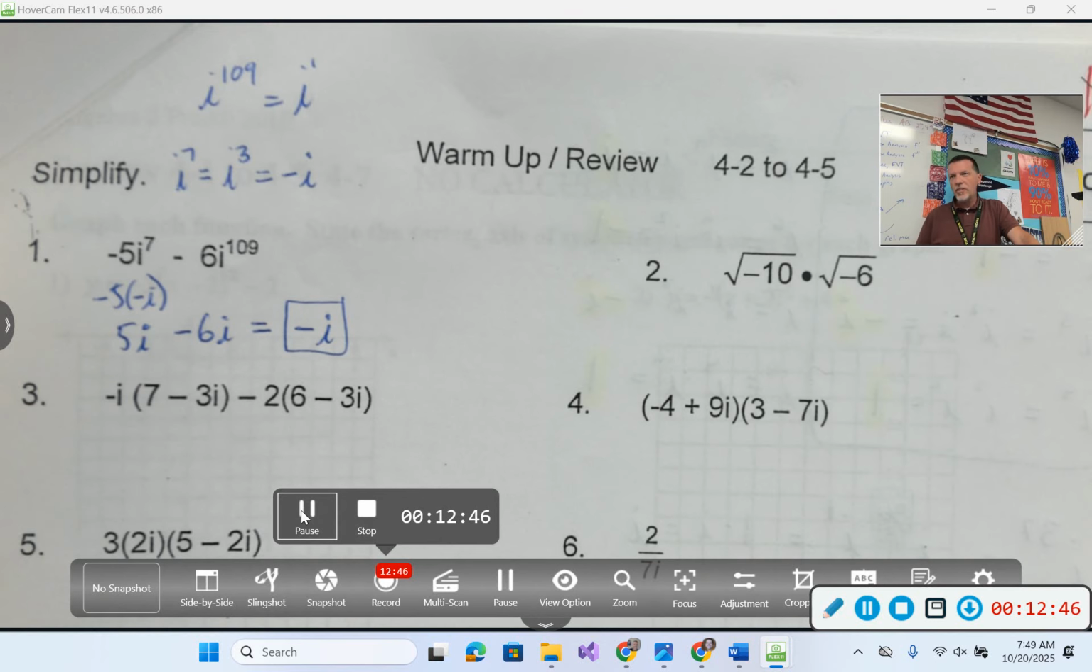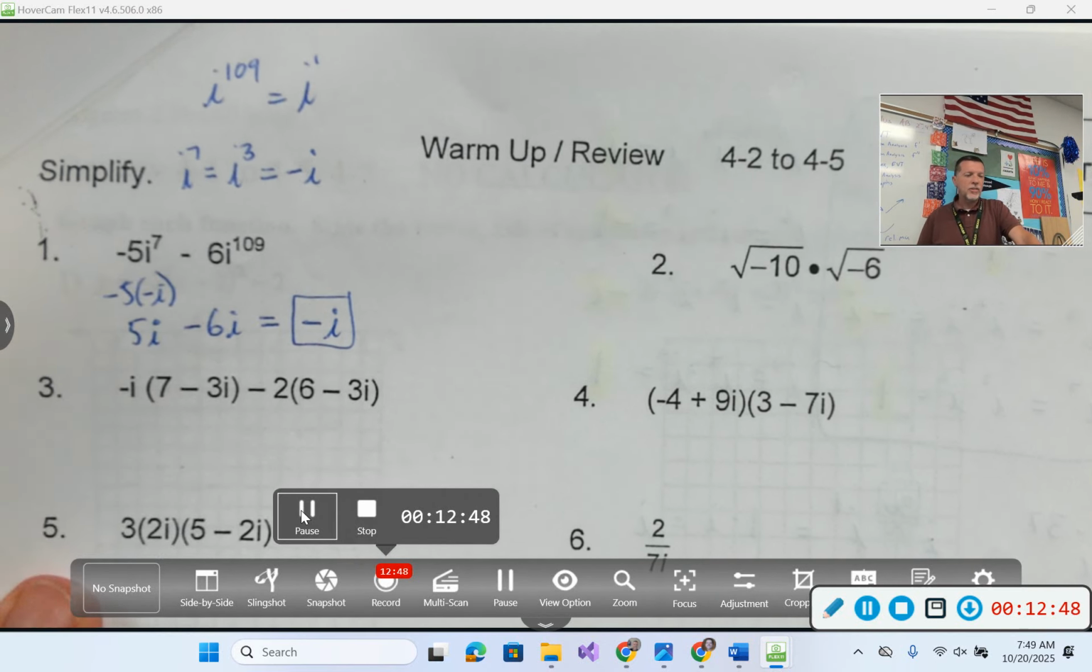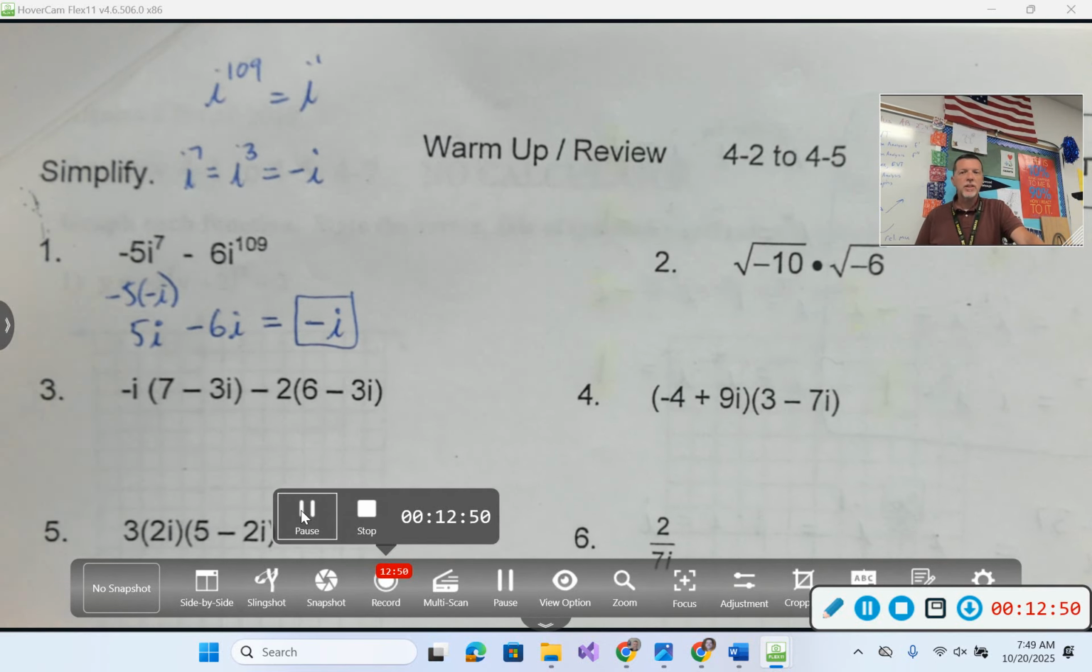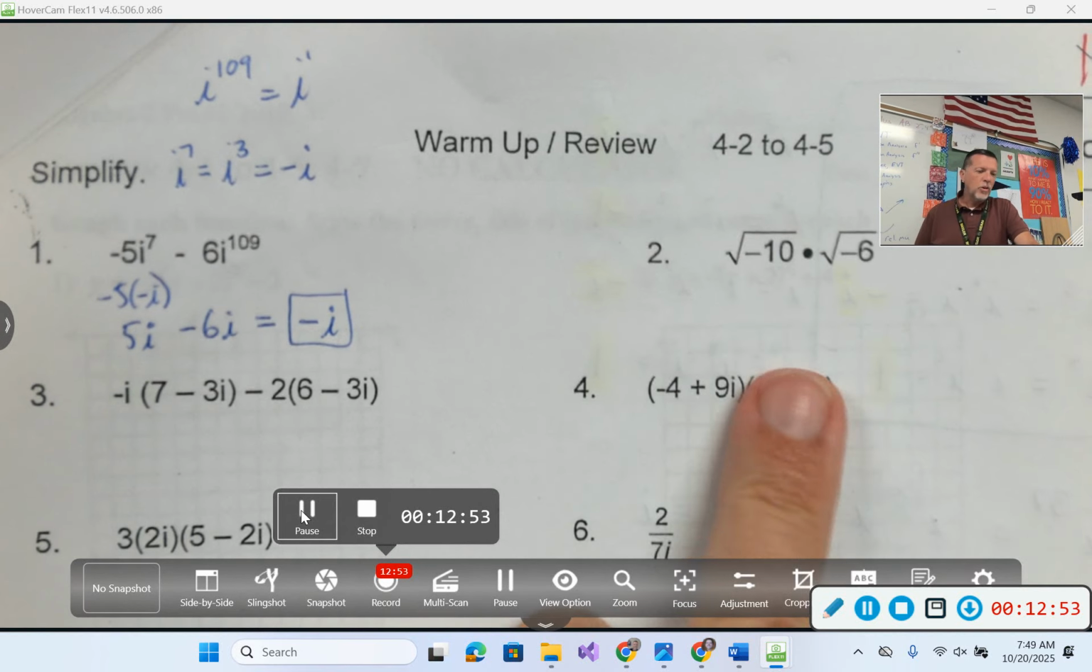Okay, that's it for the crazy powers of i. But there is definitely a test question with a crazy power of i on it, so make sure you understand that remainder stuff. Okay, back to the old stuff.